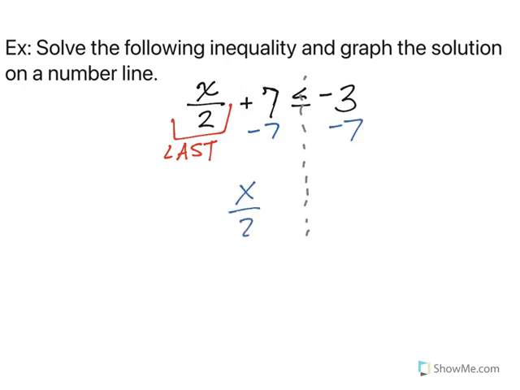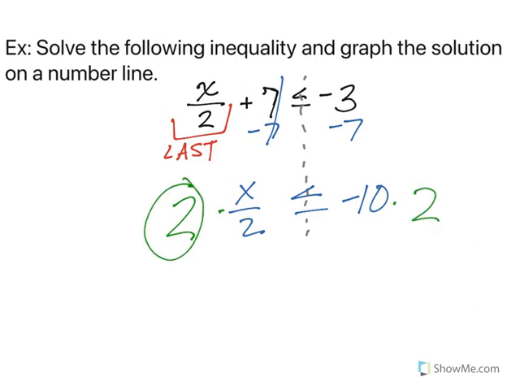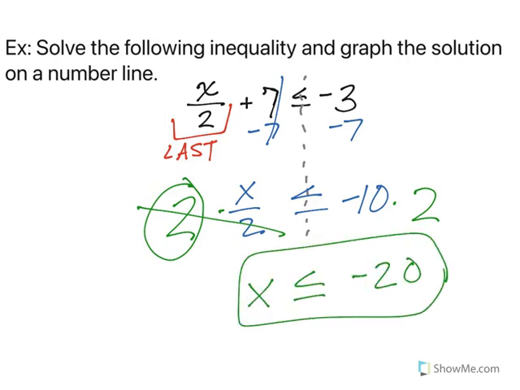So I still have x over 2. Bring down my sign because I just subtracted, so there's no change. Less than or equal to, and now negative 3 minus 7 is negative 10. So how do I get rid of an x divided by 2? Well, I have division. The opposite of division is multiplication. So I'm going to multiply both sides by 2. I am multiplying by a positive, so my sign does not change. And my answer is x is less than or equal to negative 20.